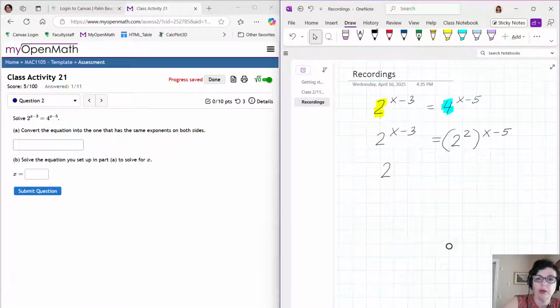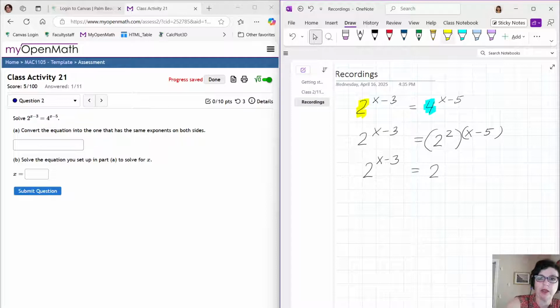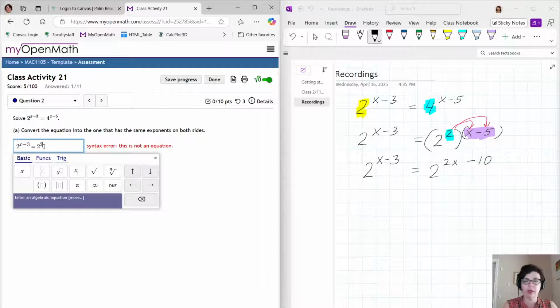So this is going to become 2 to the power x minus 3 equal 2 to the power, and now you're going to be multiplying that power right here, this 2, by x minus 5. When you do that, you have to distribute that 2 to both terms. That's very important. So this is going to be 2 times x, which is 2x, subtract 2 times 5, that's 10. So I will just have 2x minus 10 on the top.